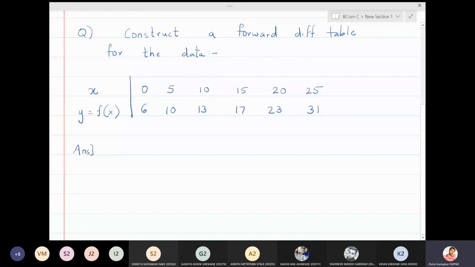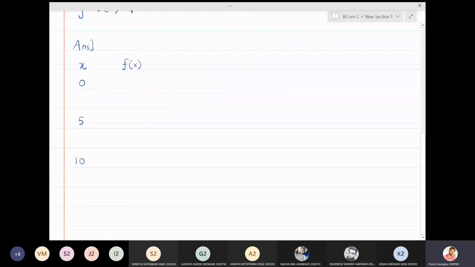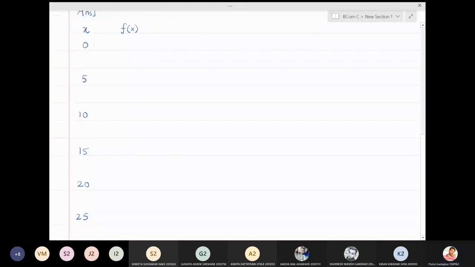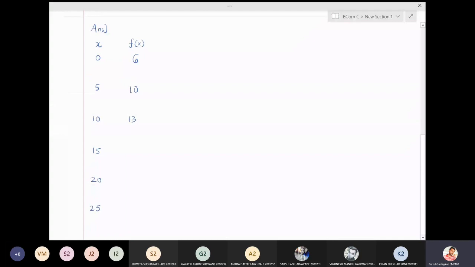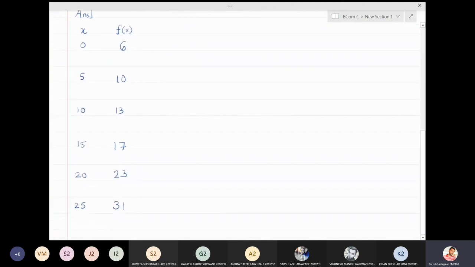Now how do you write the forward difference table? We'll first write this table vertically. So let me write here x, and here fx, which is y. So what are the values of x? 0, 5, 10, 15, 20 and 25. Okay, I'm leaving one line here for my table to look good. So what is fx corresponding? Fx is 6, then it is 10, it is 13. See, I'm copying the above table. Okay, 6, 10, 13, 17, 23 and 31.